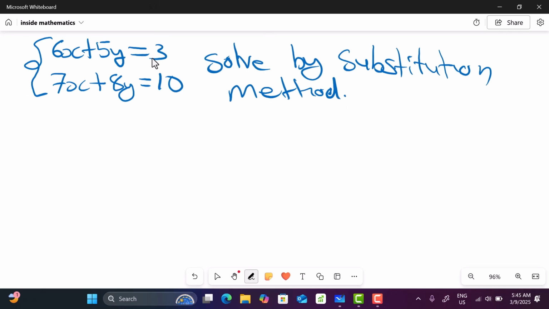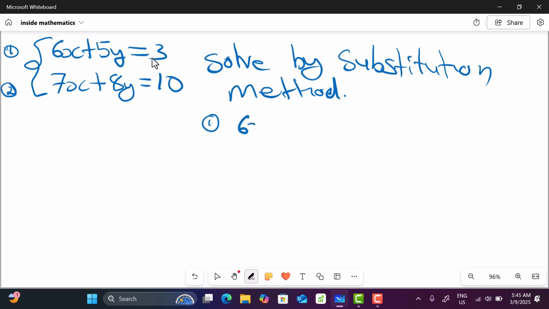Hello guys, here is another quantity of simultaneous equation. So we are going to solve this by substitution method. So like I said, this is equation 1, this is our equation 2. So I'm going to take equation 1 here for substitution.